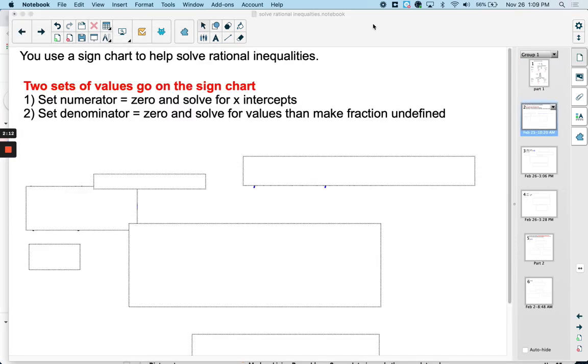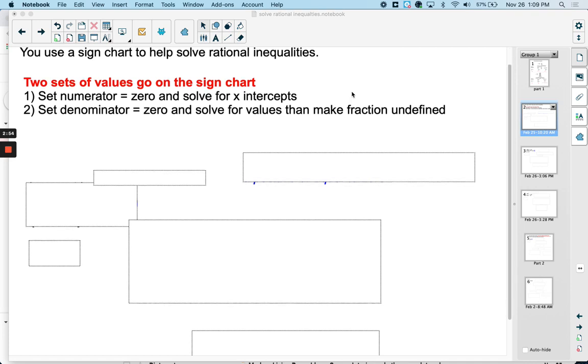Now, when we start to solve the actual inequalities, a sign chart is going to be very beneficial to us to help us pinpoint where the inequality is greater than or less than 0. The way that this works is to set up your sign chart, you set the numerator of your rational inequality equal to 0, and if you were graphing, these would be the x-intercepts, but you place them on your sign chart, and you also set the denominator equal to 0. These would be the vertical asymptote values, and all those values can have a sign change, a positive to negative, negative to positive situation. So they're the things that go on the sign chart.